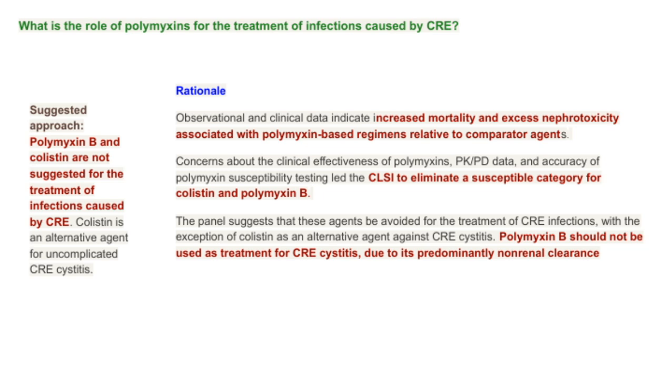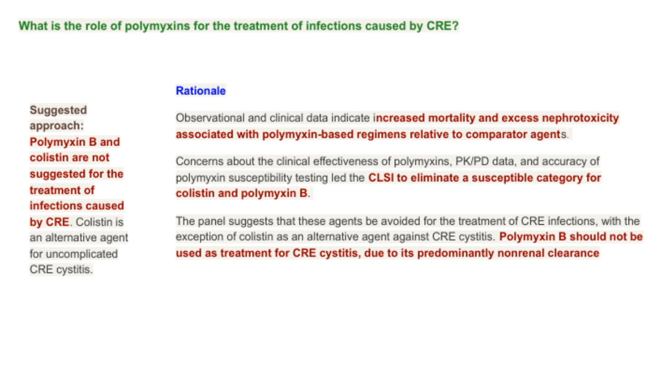This is a significant concern when considering treatment options. Additionally, issues around the clinical effectiveness of polymyxins, along with pharmacokinetic and pharmacodynamic data, and the accuracy of susceptibility testing, have led the CLSI to eliminate a susceptible category for colistin and polymyxin B essentially. This means we can no longer reliably categorize these drugs as effective based on current testing. Given these factors, the panel recommends avoiding polymyxin B and colistin for treating CRE infections, with one exception. Colistin may still be used as an alternative for uncomplicated CRE cystitis.